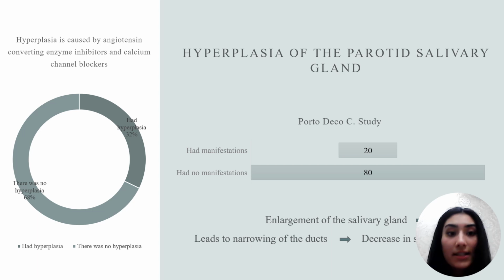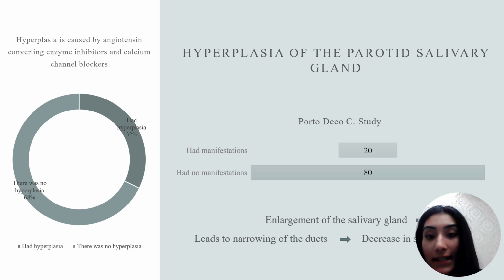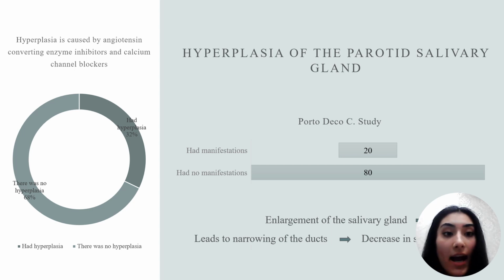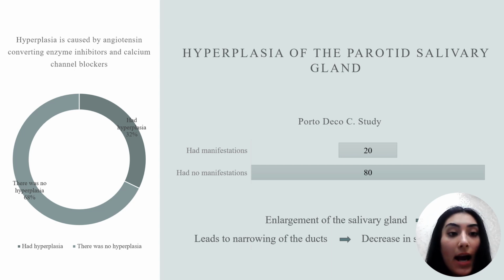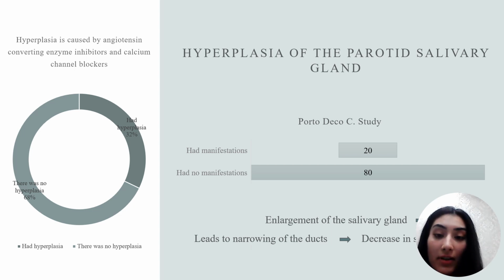The next reaction is hyperplasia of the parotid gland when using antihypertensive drugs. In the examination of 180 patients, 32% had high bilateral enlargement of the salivary glands.